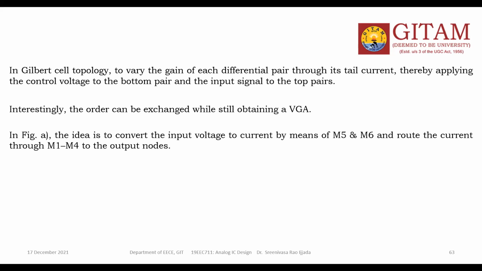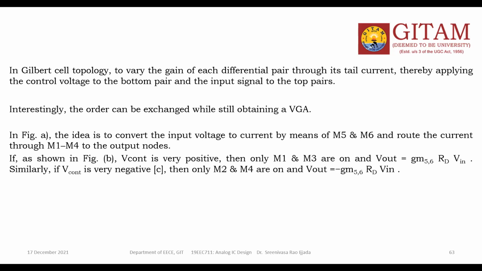In the figure, the first picture is the Gilbert cell picture, the one you have seen. What is the main role of M5 and M6? They convert the input voltage to current. Whatever input is connected to them is converted to current, and the current they produce is routed to the M1 to M4 transistors, going in the upward direction.